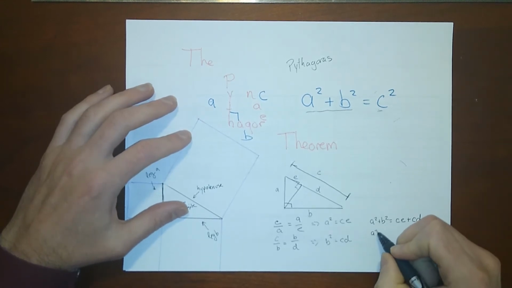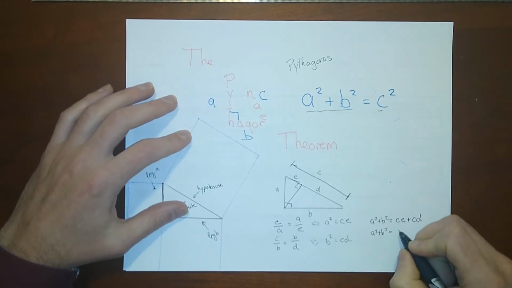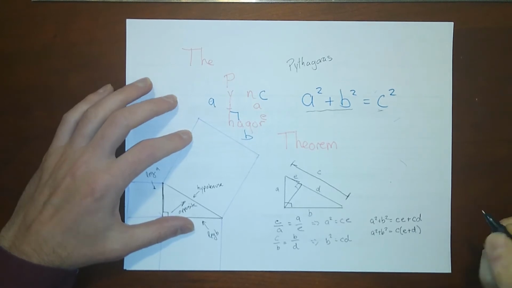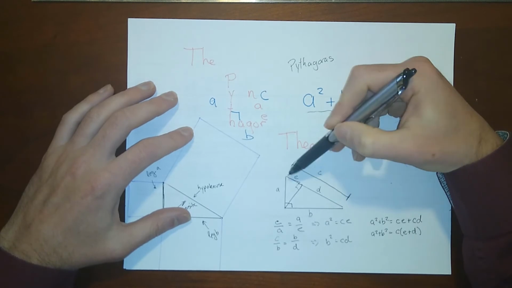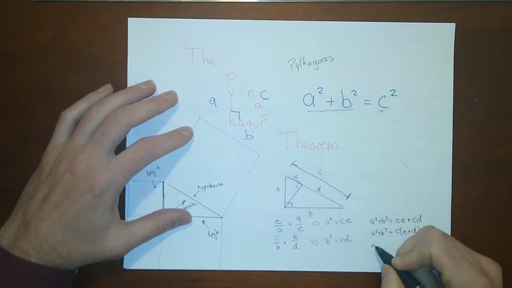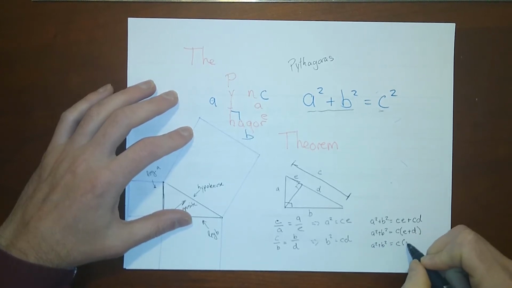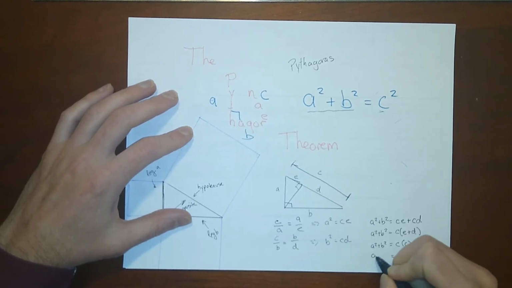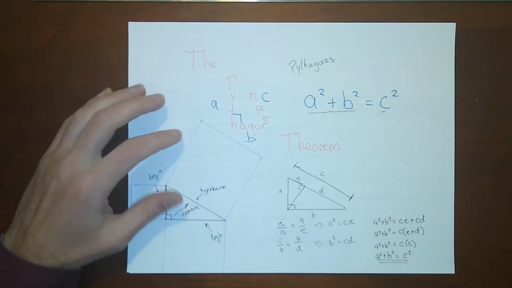And then we just pull a little factoring trick here. c goes into both of these, so we can factor it out and say that this is c times e plus d. And e plus d is just, well, it's the same thing as c. It's just c divided into two separate segments. So I can actually substitute c for that here. So it's c times c, which is just c squared. And so we end with a squared plus b squared equals c squared.